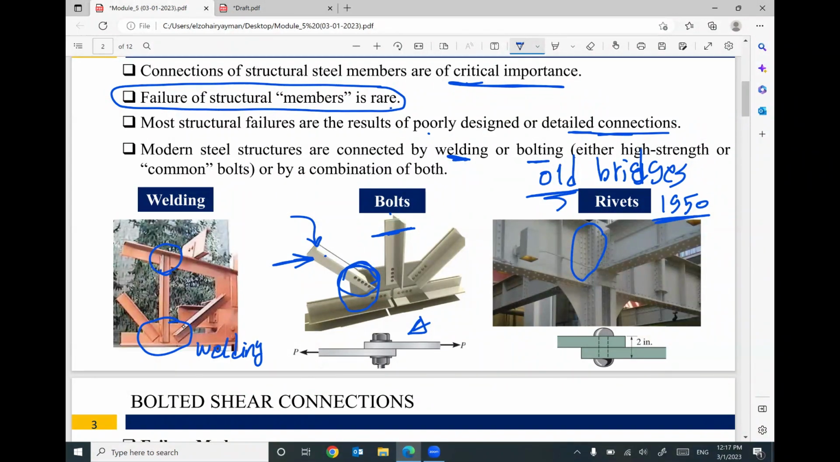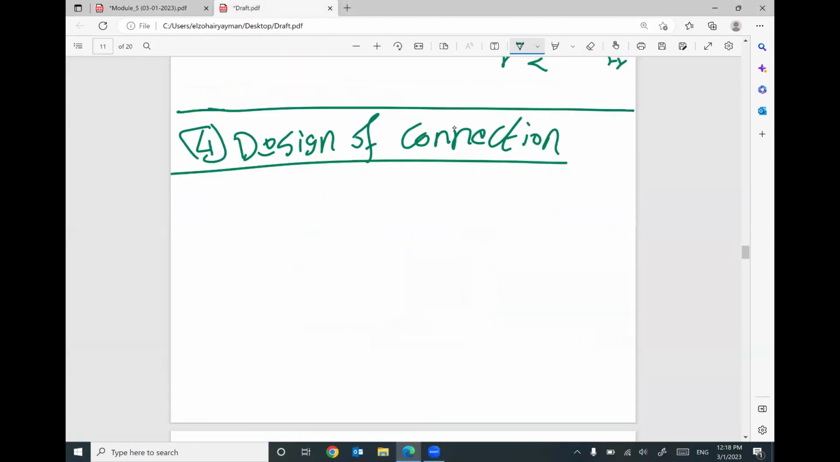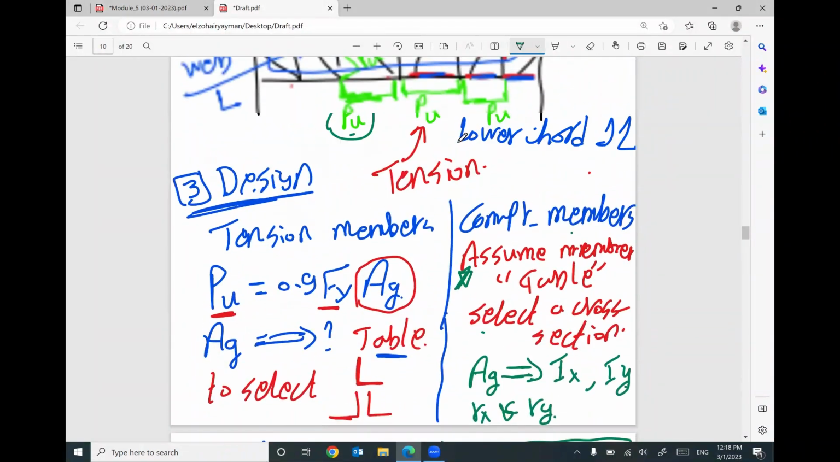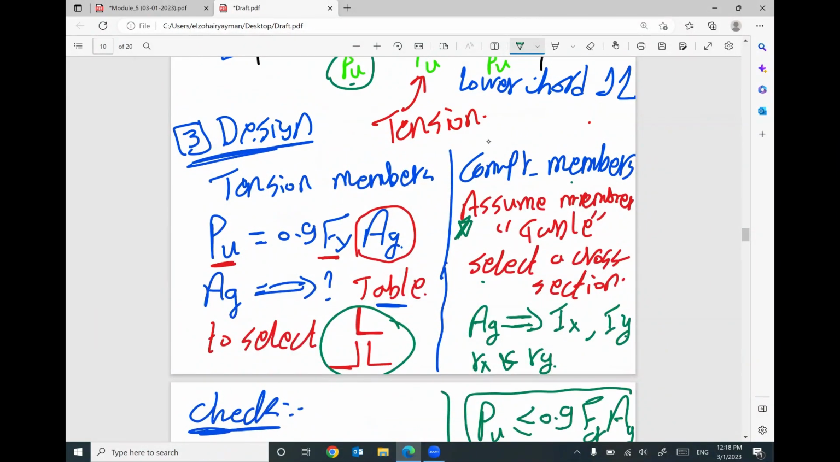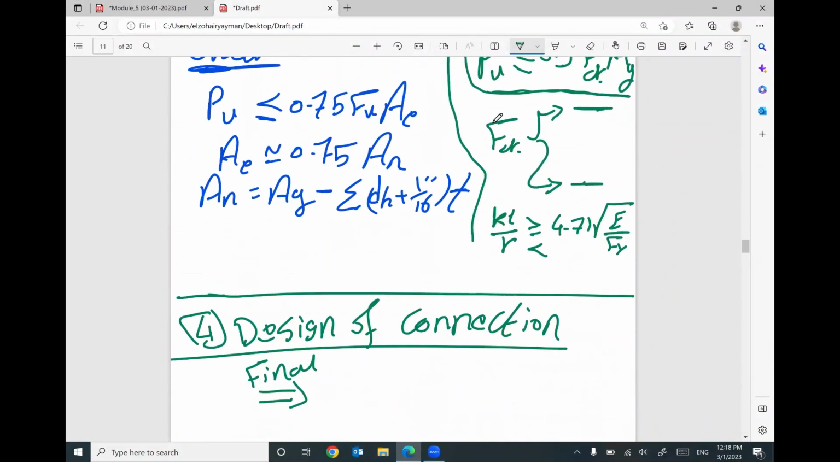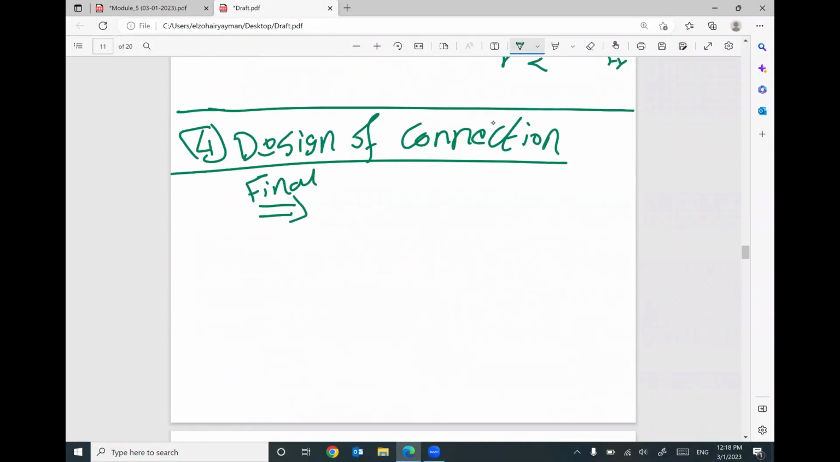I have a question, and I need one of you to answer this question. What is the expectation of the design? Okay, I would like to design my connection. What is the final product? If you decide to design your tension member, the final product is that you selected a member. If you would like to design a compression member, the final product is you selected a member or cross section. Can anybody tell me what will be the final product if you design a bolted connection? What is the final answer?